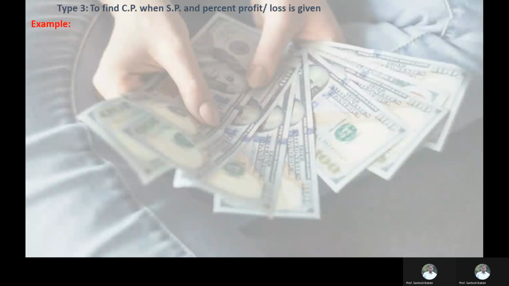Now, in a similar way, whatever quantities are given, we have to analyze what quantities are given and which quantities we have to find. Let us consider one more example. A camera when sold for 1,674 resulted in a loss of 7%. What was the cost price of the camera? At what cost did we purchase the camera? That price we have to calculate.